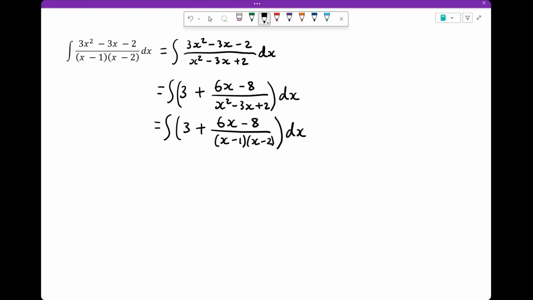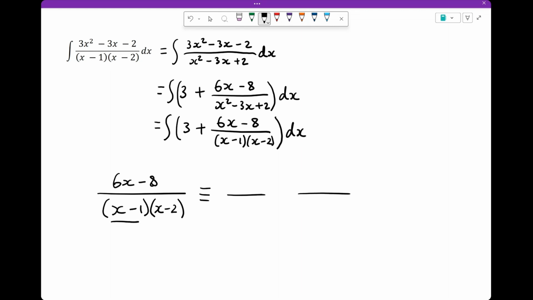So I'm going to write my fraction here: 6x subtract 8 divided by x take 1 multiplied by x take 2. And when I split this into partial fractions, we're going to have two fractions. One denominator is going to be the x subtract 1, and then the other denominator is going to be the x subtract 2. Now write in my plus, and my numerators will be constants, so we'll call them A and B.